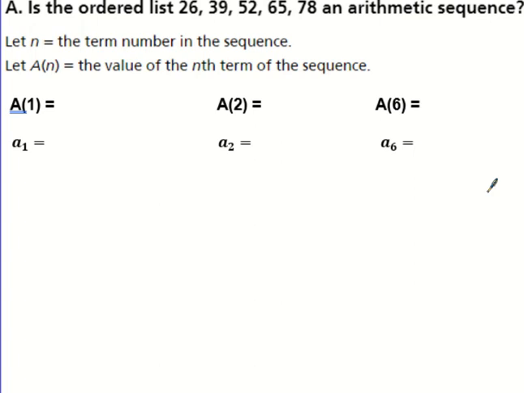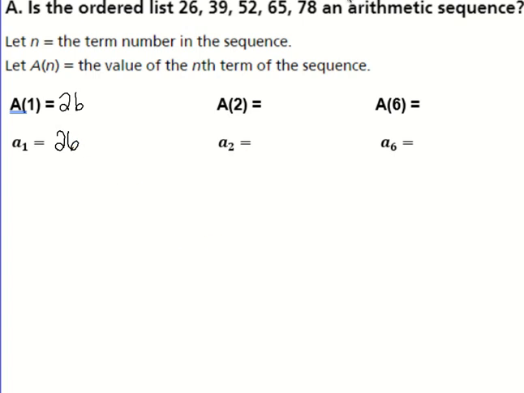So in this case, if we're looking for a sub 1, we're looking for the first term, right? Because that's what that n stands for. And so the first term in my sequence is 26. So a sub 1 would be 26. Another way they write it is this little a to the 1, what we call a subscript. It's like an exponent, but it's below it. So it's the same idea. So a sub 1 is still the first term. We can write it like this.